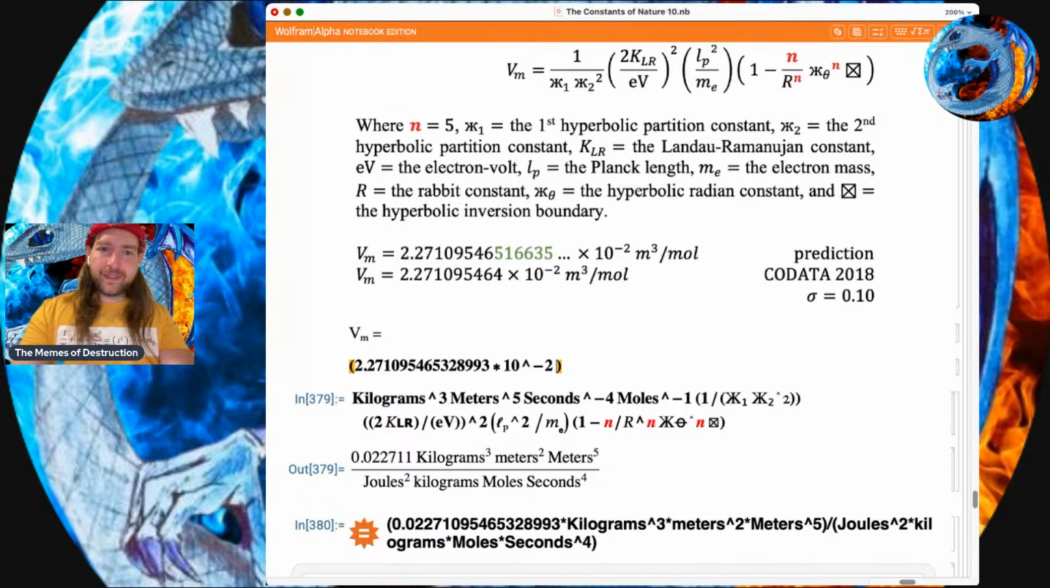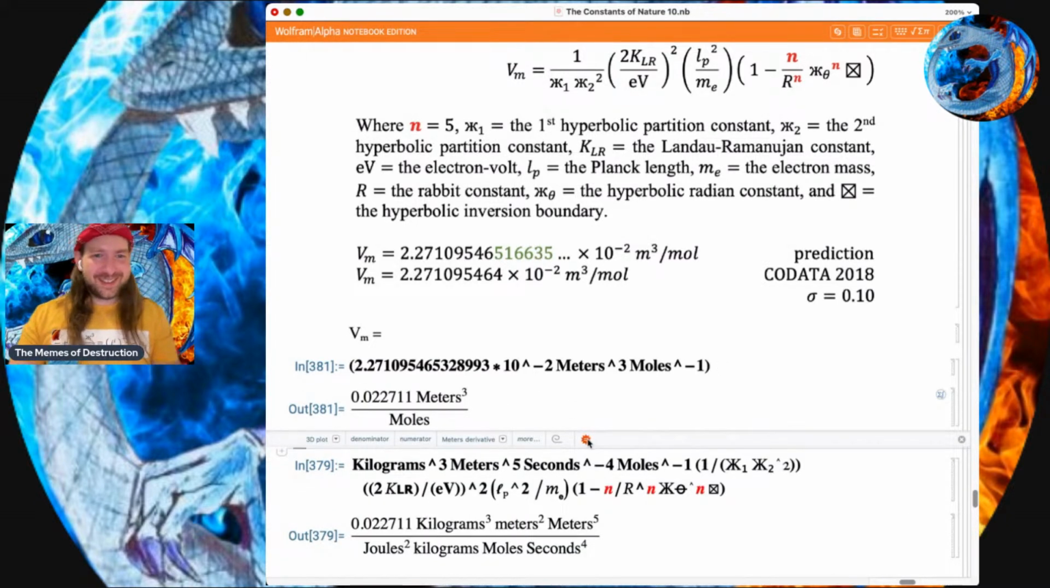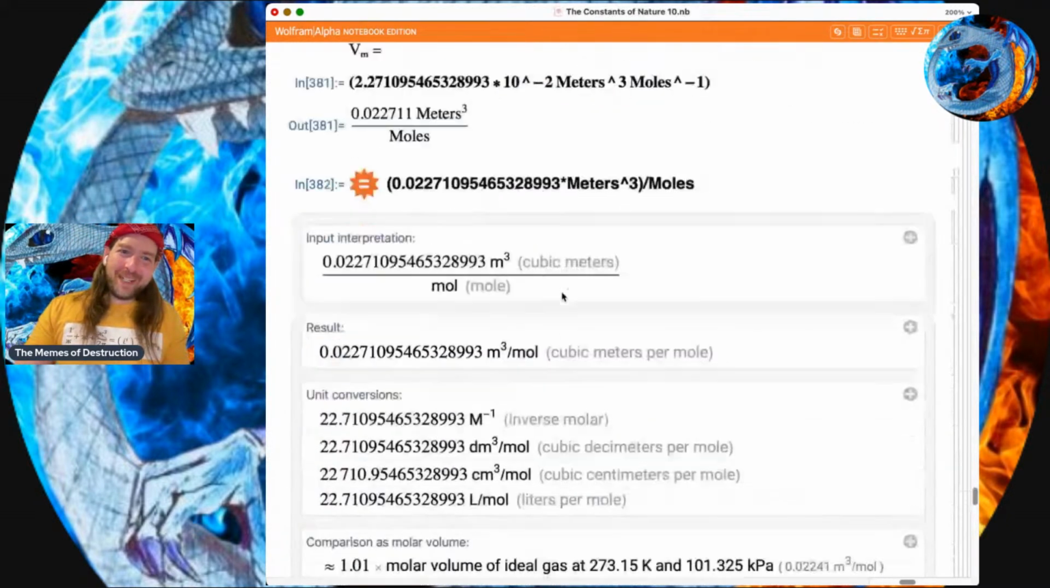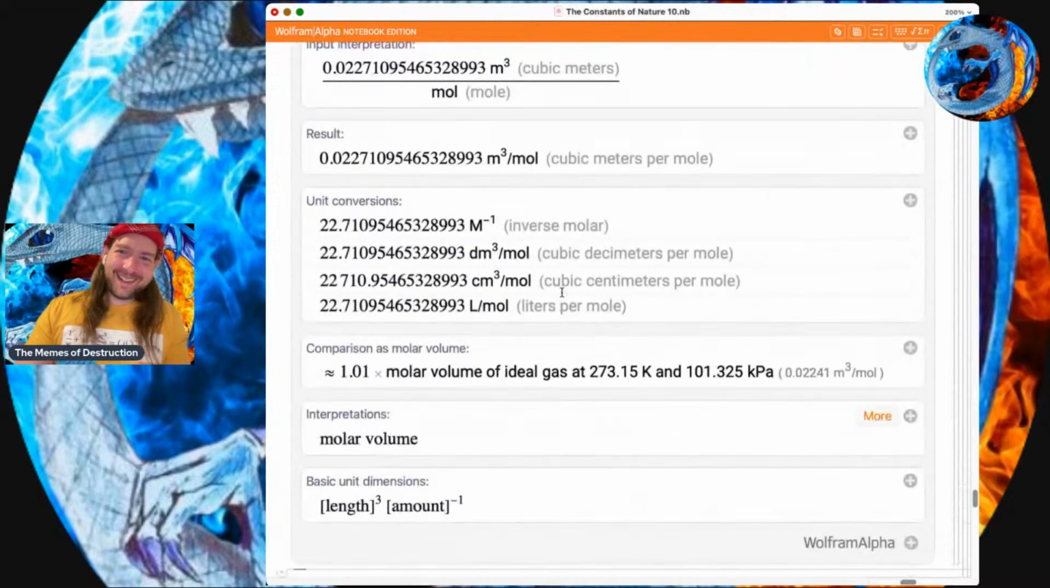All right, and that's meters cubed, moles minus 1. Mole minus 1. Mole meters. Yes, yes.